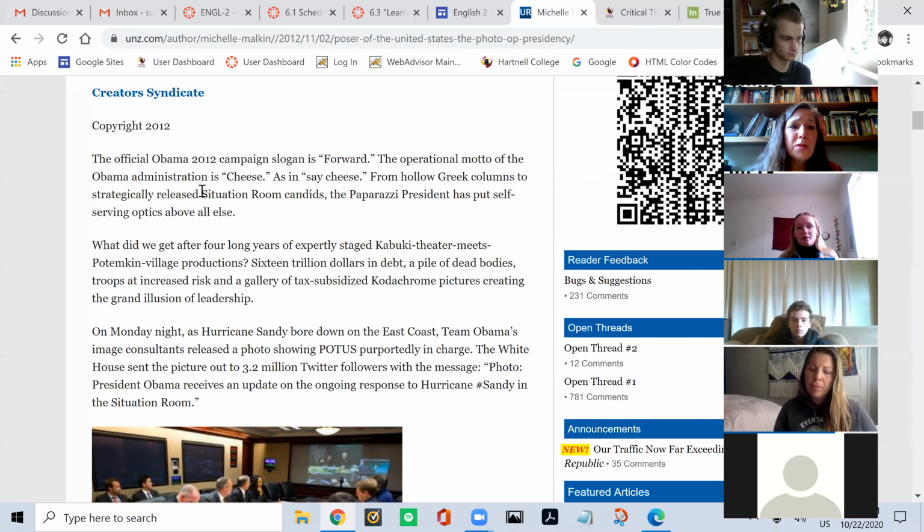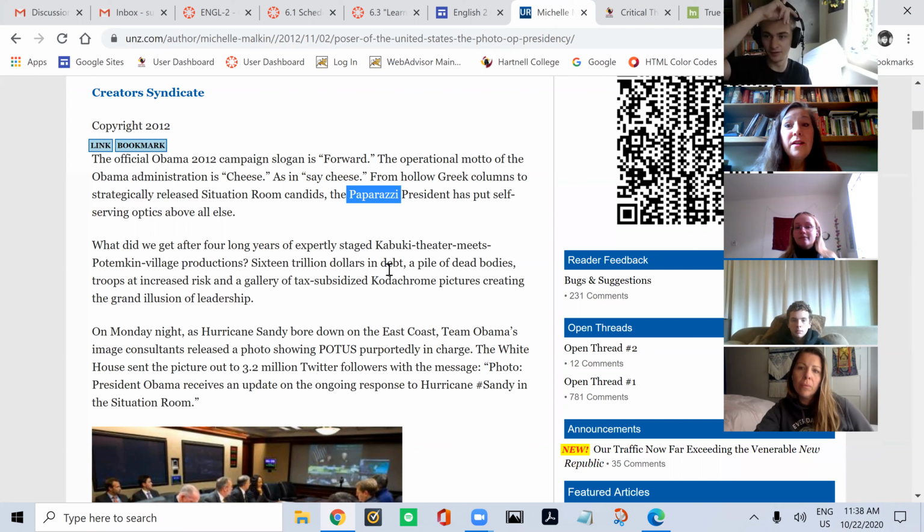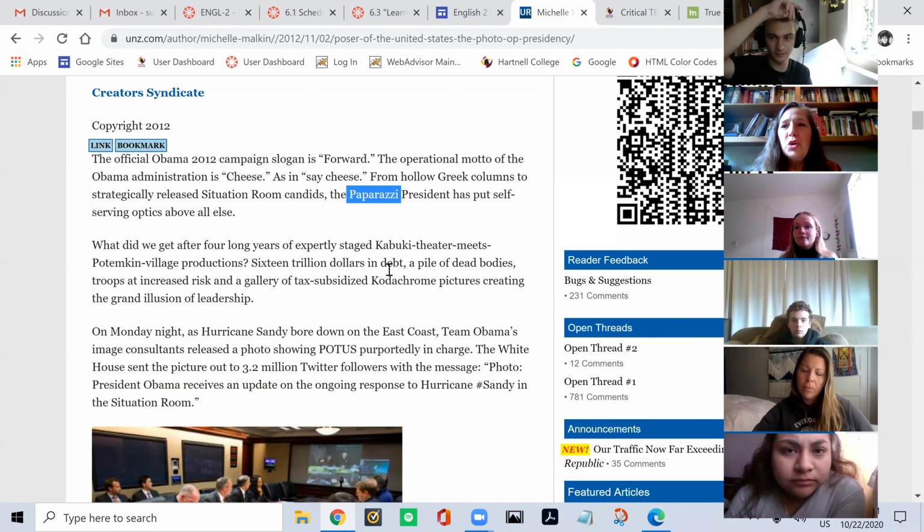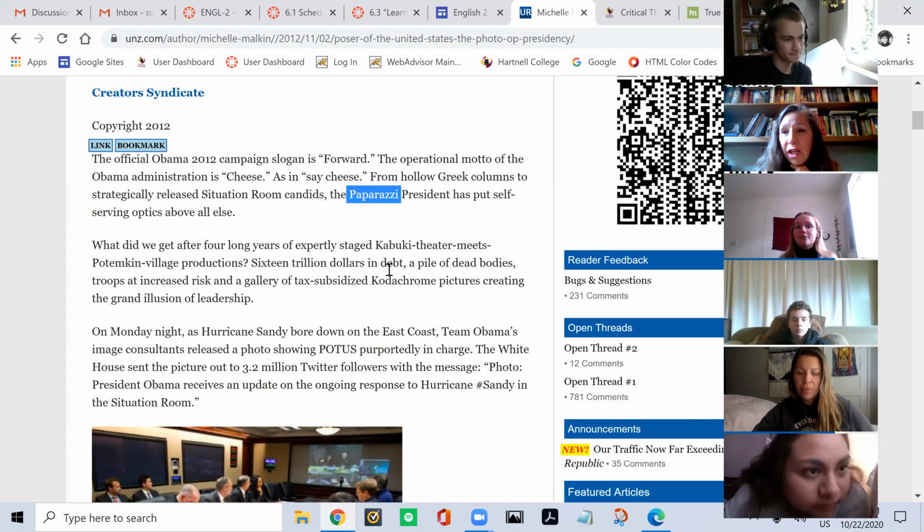The Situation Room, as you guys probably know, is where all the big decisions are made, where emergencies are handled. She calls him the paparazzi president. What's paparazzi, you guys? Celebrity photographers, often non-consensual. Sorry, Noah, go ahead. I always cut you off. I'm just explaining why. Go ahead. I just said usually not consensual with the whole paparazzi thing. And the idea is that they're chasing celebrities, not serious people, but just famous people.